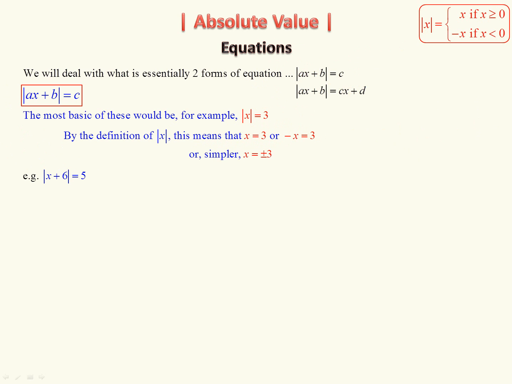Absolute value of x plus 6 equals 5. That means x plus 6 is plus or minus 5, and we solve for x.